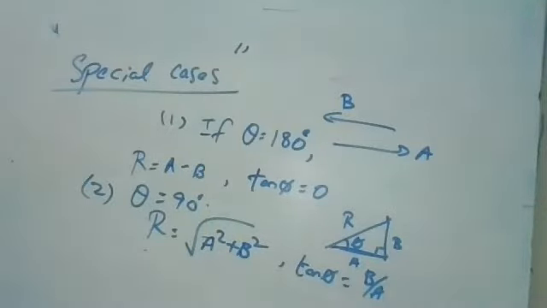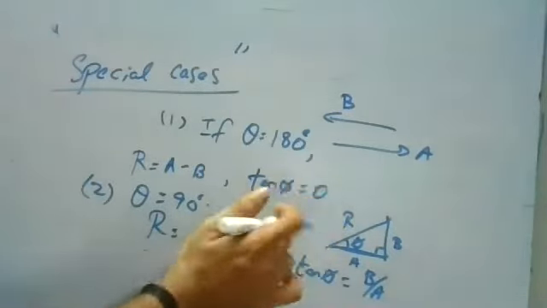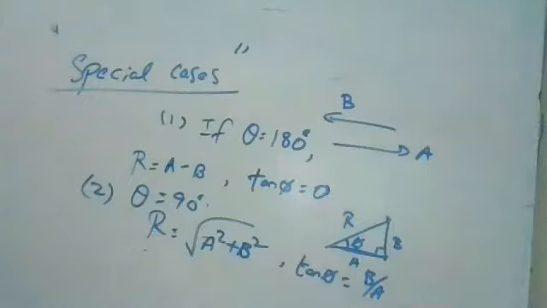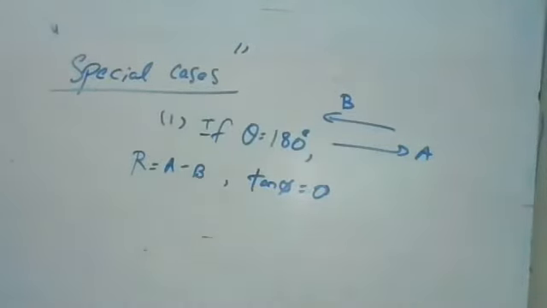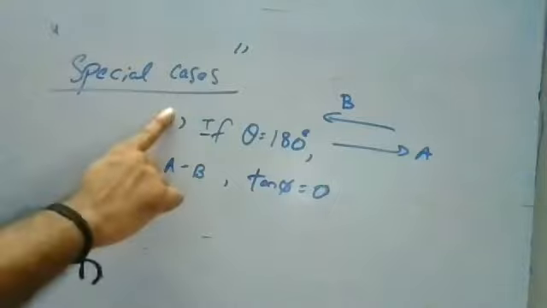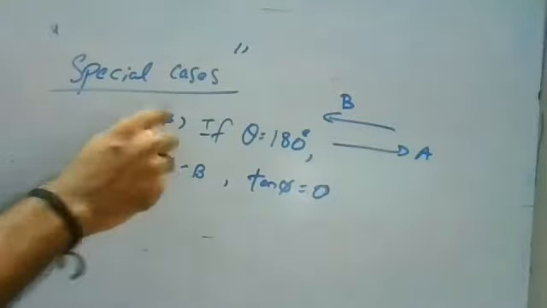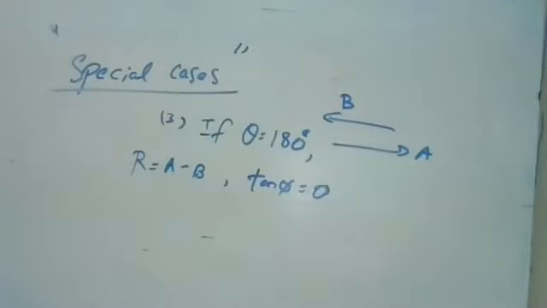So again, as usual, tan phi. Okay, so when theta is equal to 180 degrees, this will be in opposite direction, and the resultant R is equal to A minus B, and tan phi is equal to 0. Okay, this is your third one. So these are your special cases.